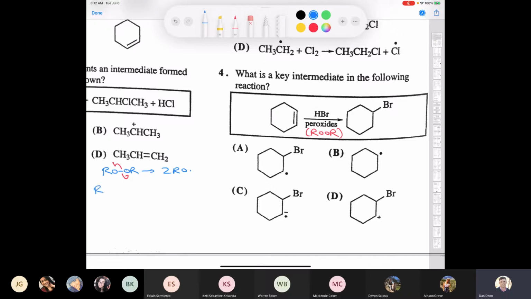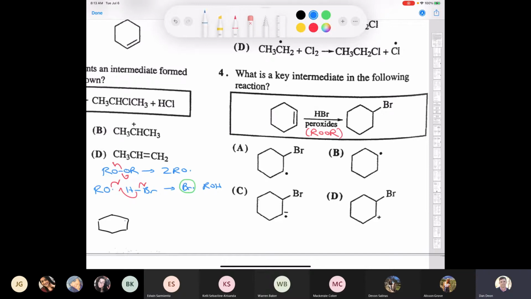And then that radical is going to react with your HBr, and we're going to end up with an alcohol, and we're also going to produce a bromine radical. So we end up with a bromine radical plus an alcohol. But then what happens once we form that bromine radical? The bromine radical is going to add to the alkene. That's the first step of the propagation.